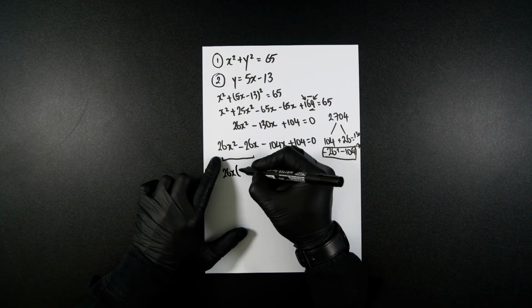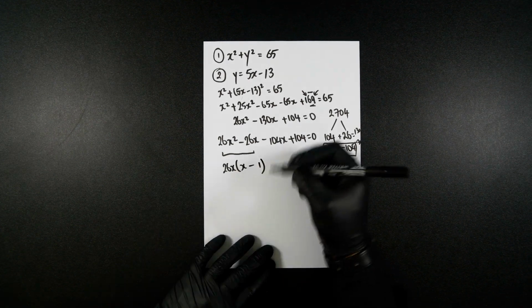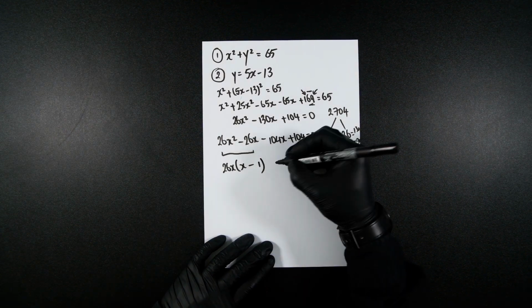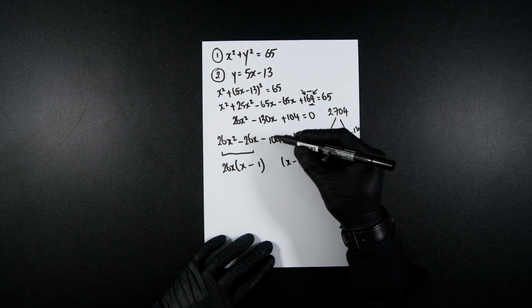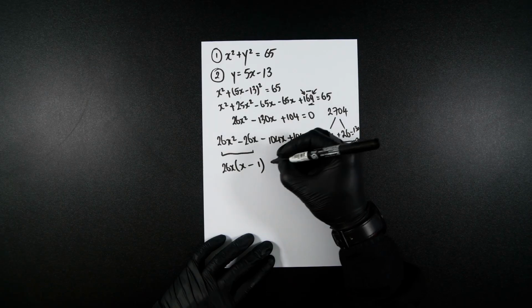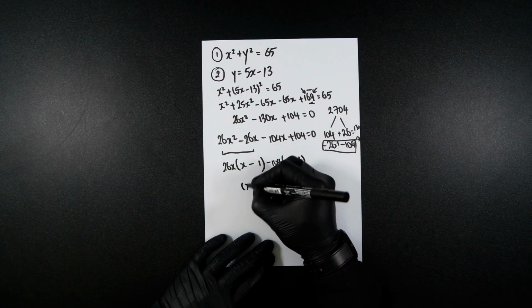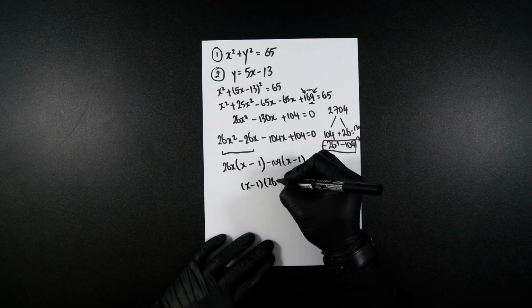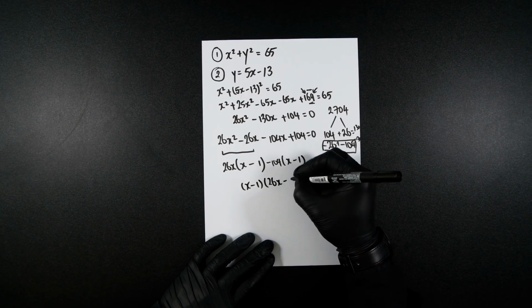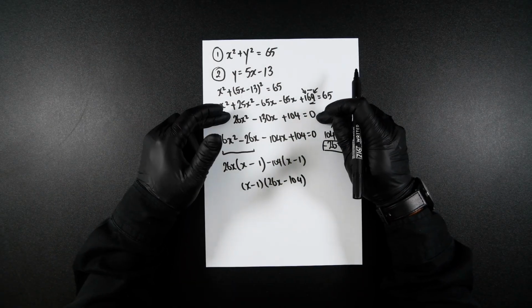So 26x, and what goes inside the brackets will be x minus 1, because when they get multiplied in, they're obviously going to make that. We repeat x minus 1. What needs to go on the outside for it to be minus 104 and plus 104 would be minus 104 on the outside. We take everything that's inside the brackets and we place it here once. We take everything outside the brackets and we place it here once. We have now factorised this.